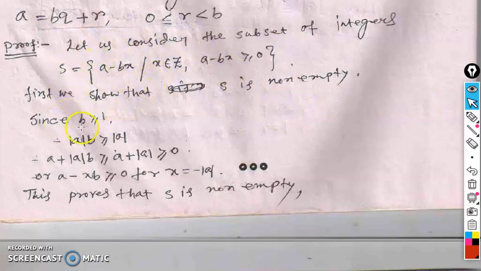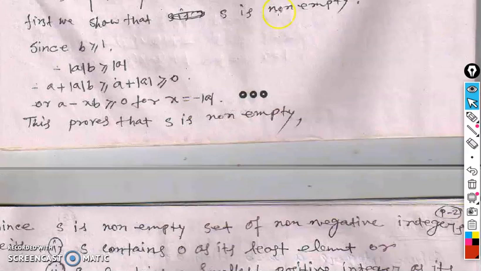Exactly for that reason, since b is greater than 0 and b is an integer, b can be written as greater than or equal to 1. So we multiply both sides by mod a, and it becomes mod a times b is greater than or equal to mod a. Adding a to both sides, a plus mod a times b is greater than or equal to a plus mod a. That should be greater than or equal to 0.